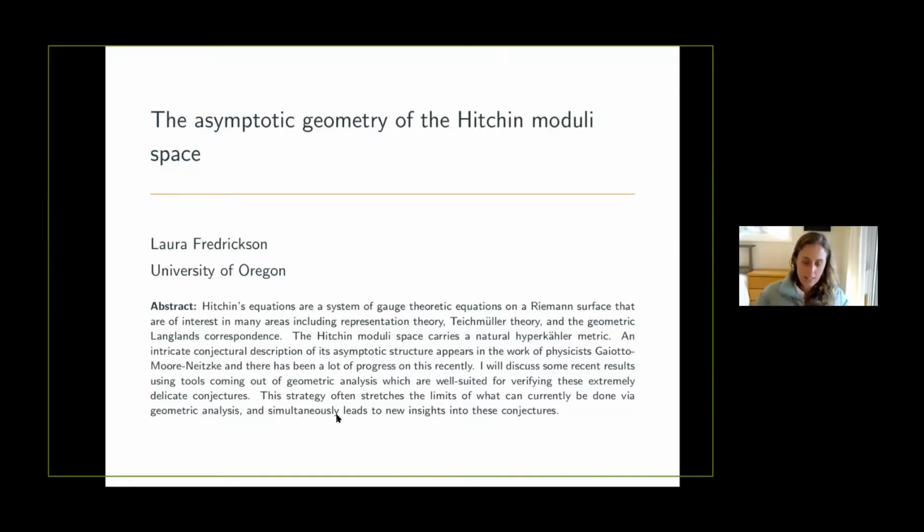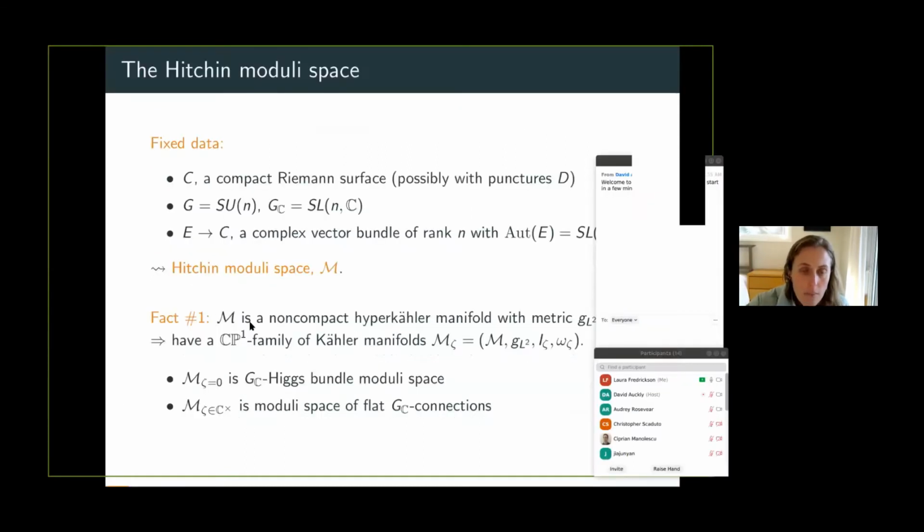So today I'd like to talk about an intricate conjectural description of the asymptotic geometry of the Hitchin moduli space coming out of physics. And I'd like to also talk about our efforts and progress to prove aspects of this conjecture using the tools of geometric analysis. And feel free to interrupt me on any of this stuff. But we begin with the Hitchin moduli space.